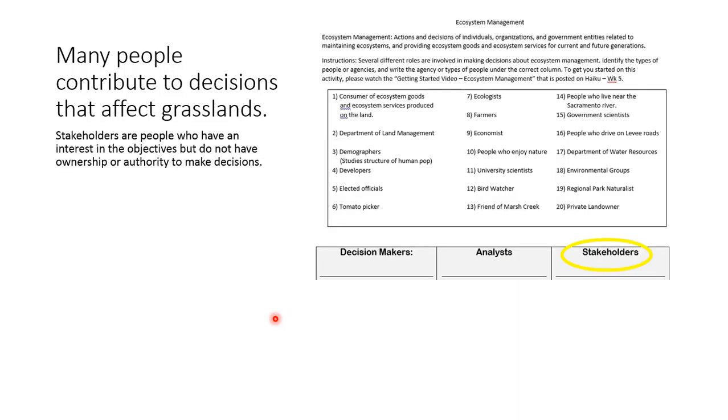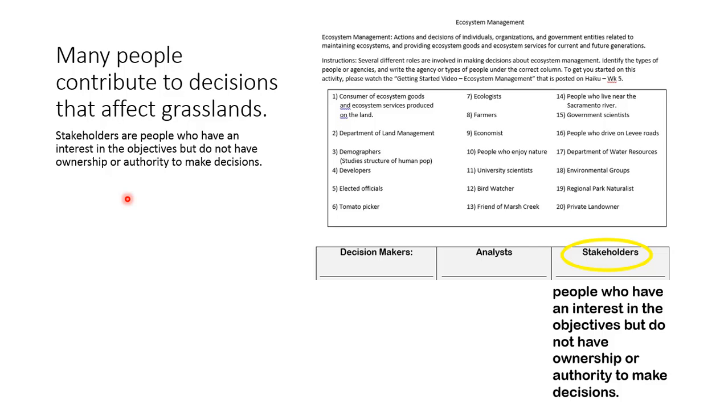And now we move on to stakeholders. The stakeholders are people who have an interest in the objectives but do not have ownership or authority to make decisions. So you're going to go ahead and write that over here. They might not own the land, but they have an interest in what happens on that land because they use it, but they don't have the authority to make decisions.